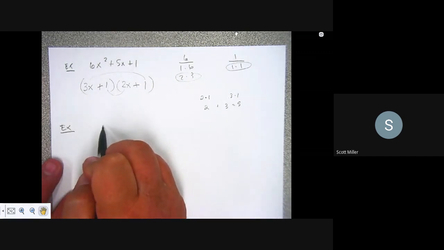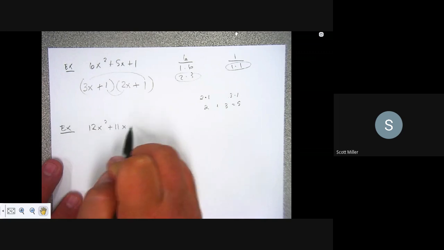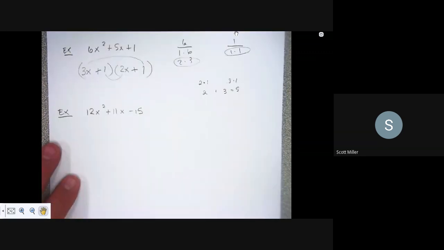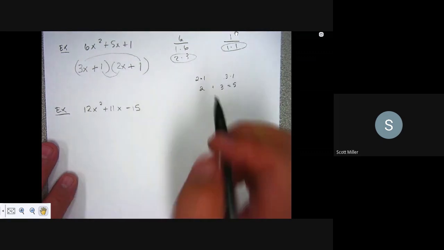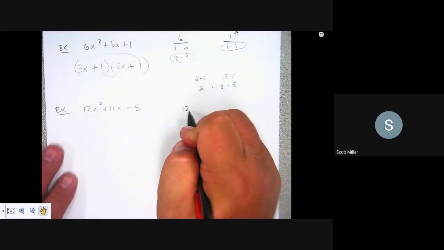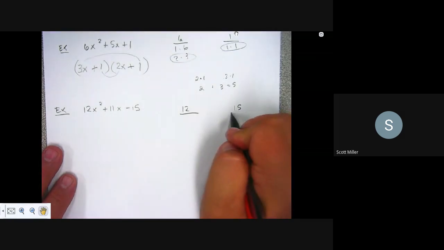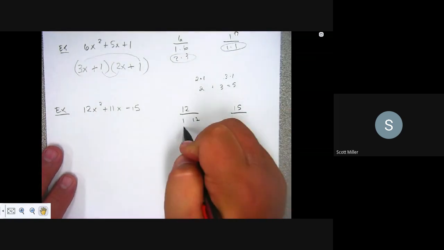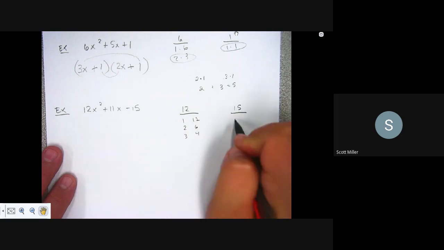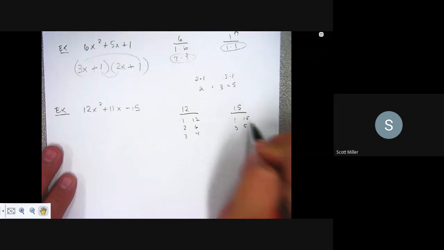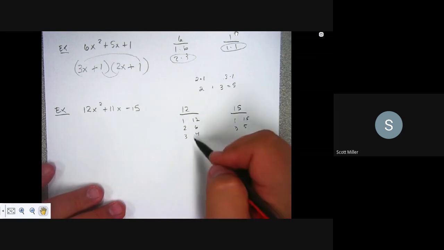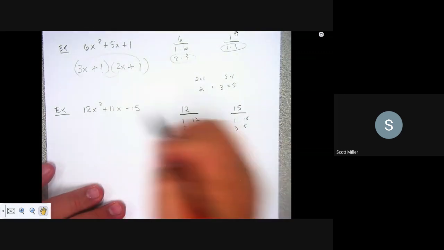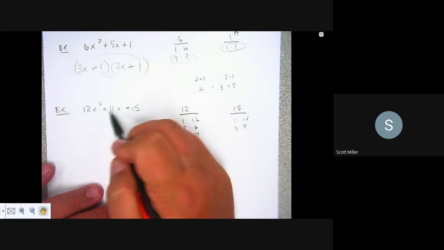This is the last example for the video for a 3-term. A little bit more challenging now. The front number is 12, so we need factors of 12. We need factors of 15. 1 and 12, 2 and 6, 3 and 4, 1 and 15, 3 and 5. So now I need to find the combination that do all this and that subtract to give me 11.